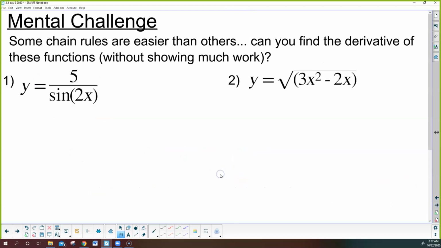So my goal is to try these. And these two are a little tricky. We call them a mental challenge, more of we want you to try to do this without showing a lot of work. Meaning, is there anything we can do to make this a little easier to start? So I will have you write these two down. And the directions are, can you find the derivative?